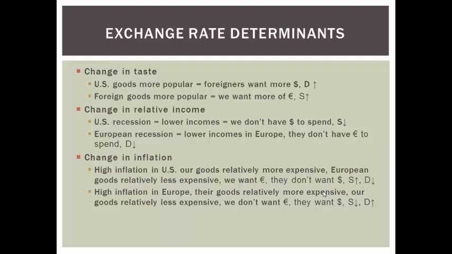Let's say that Europe has a recession. The opposite is going to be true. Lower incomes in Europe means that the residents don't have as much money to spend. It means they're going to cut spending, not just on their items, but also they're not going to come visit us in the United States, which means demand decreases for our goods and services. Demand decreases for US dollars.